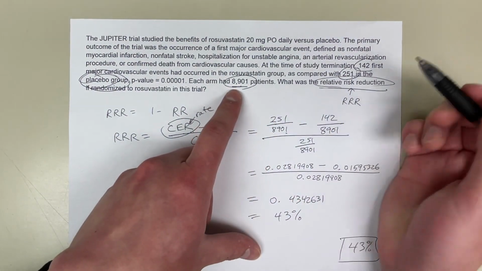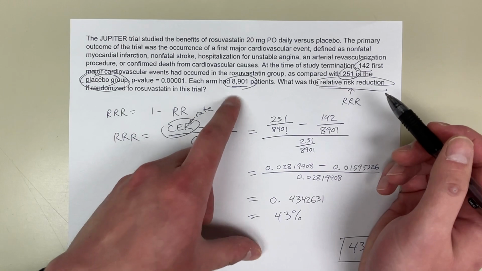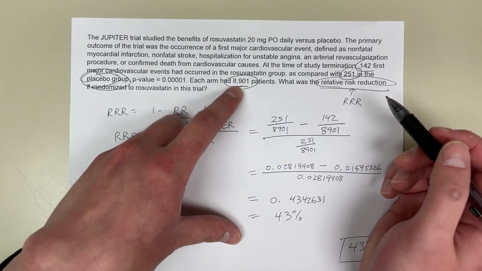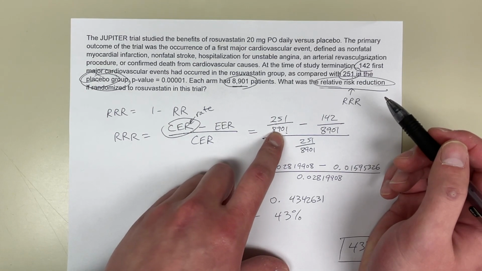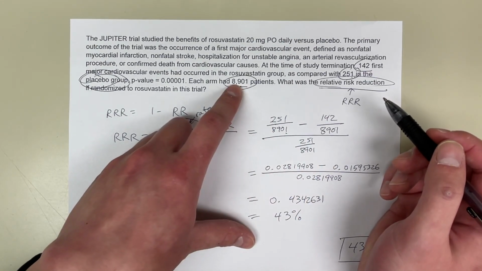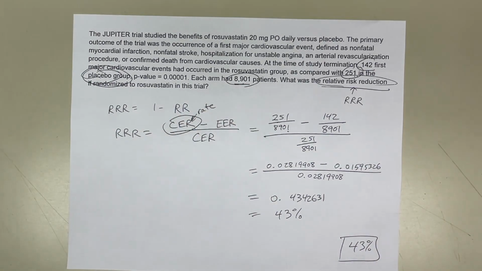And coincidentally, in both groups, the control and the experimental group, they both had the same number of patients. That's why I divided both of them by 8901. But usually these two numbers are different. They have a different number of patients. So yeah, if you have any questions, please leave them in the comments.